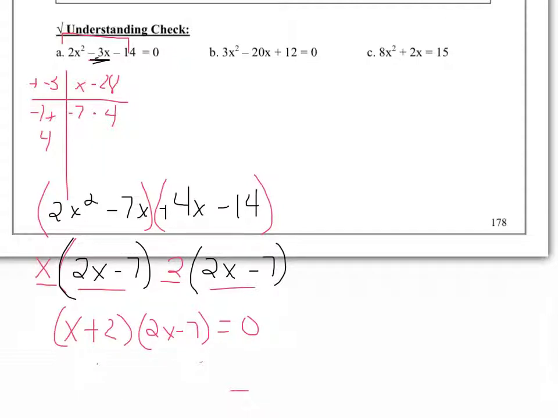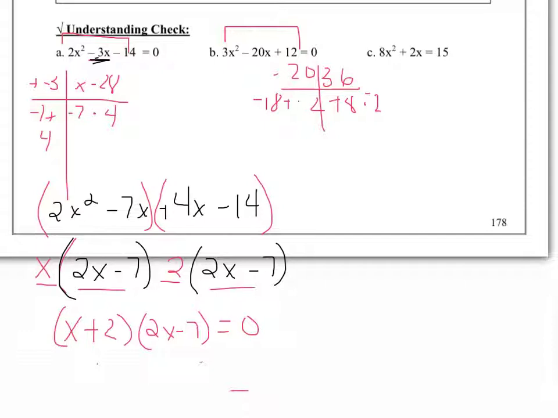Okay, so let's do part B. So I want two numbers that multiply to equal 36 and add up to be negative 20. Okay, so two numbers, I could do 6 times 6, but that won't work. What about 18 times 2? Okay, I need negative 20, so I can make them both negative. So I'm going to use negative 18 and negative 2.